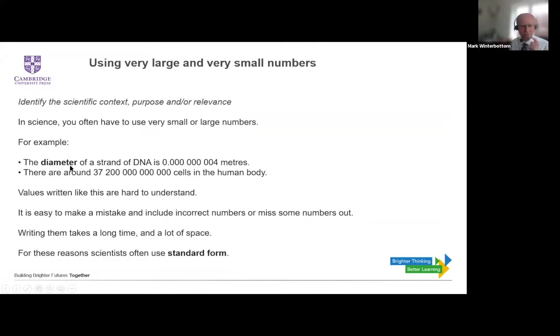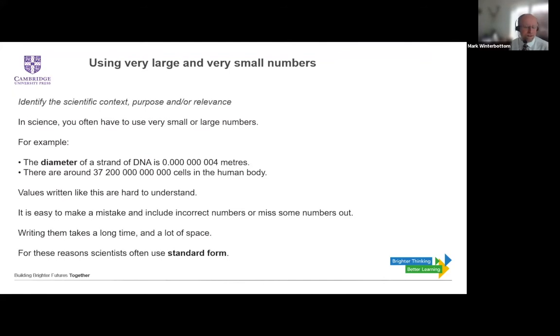And so let's have a little think through. So we're going to go for the particular area of using very large and very small numbers. And so our first step in any planning of maths is to identify the context, the purpose, and all the relevance. Now, it will be slightly different depending on what math skill you're using, but really we're putting that math skill into a real live context which shows them why it's important.